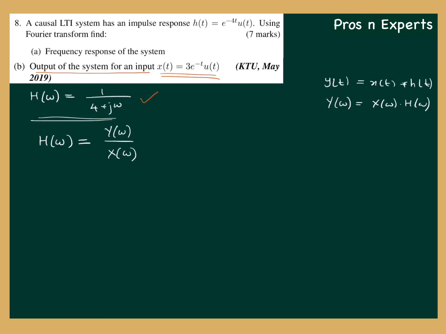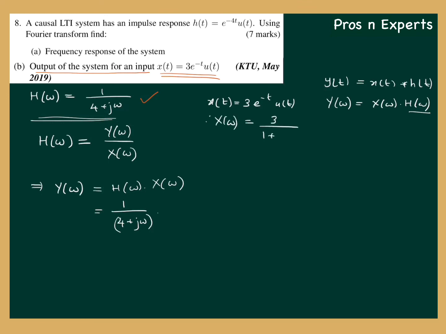From this, H of omega is equal to Y of omega by X of omega. That implies Y of omega, which is the output of the system we have to find, is equal to H of omega into X of omega. H of omega we have already found in part A, 1 by 4 plus j omega, into X of omega. You are given x of t equal to 3 e raised to minus t u of t, so X of omega is straight away 3 by 1 plus j omega, because the Fourier transform of e raised to minus a t u of t is 1 by a plus j omega. Here a is 1, so this is 3 by 1 plus j omega.